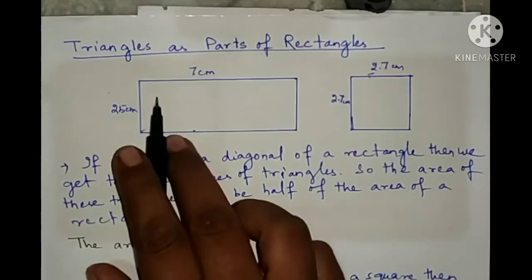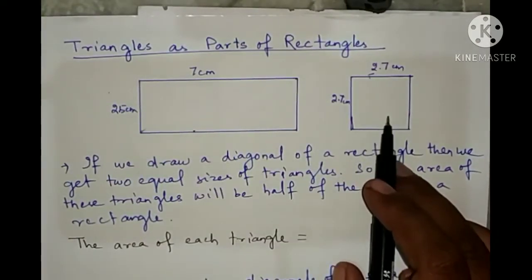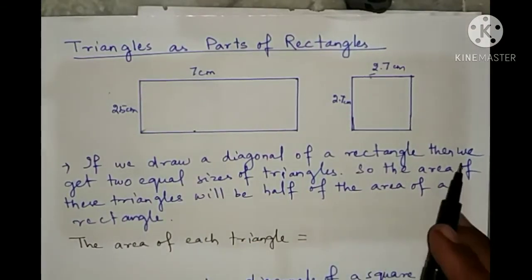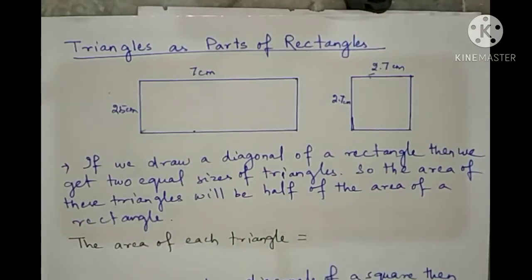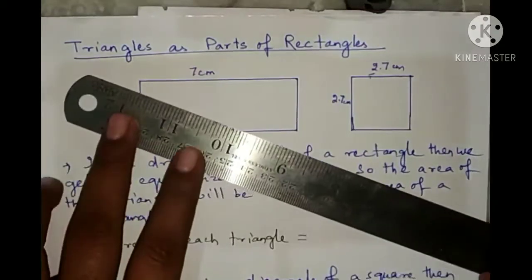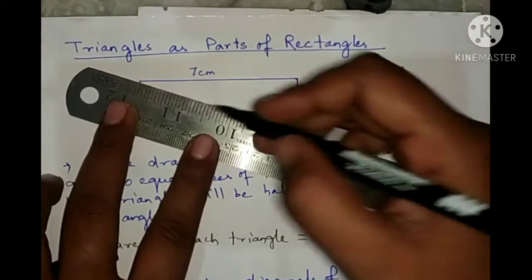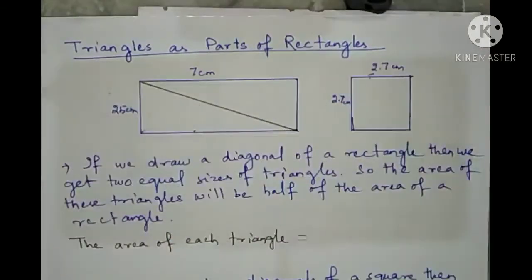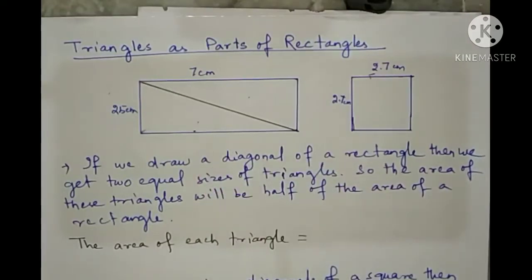Here one rectangle and one square are given. If we draw a diagonal of a rectangle, then we get two equal-sized triangles. Diagonal, you know. So here I am making the diagonal like that. If I draw a diagonal, what will I get? I will get two triangles.